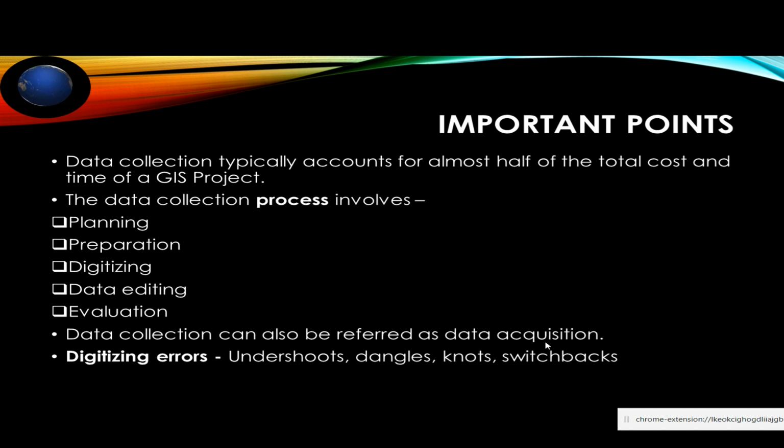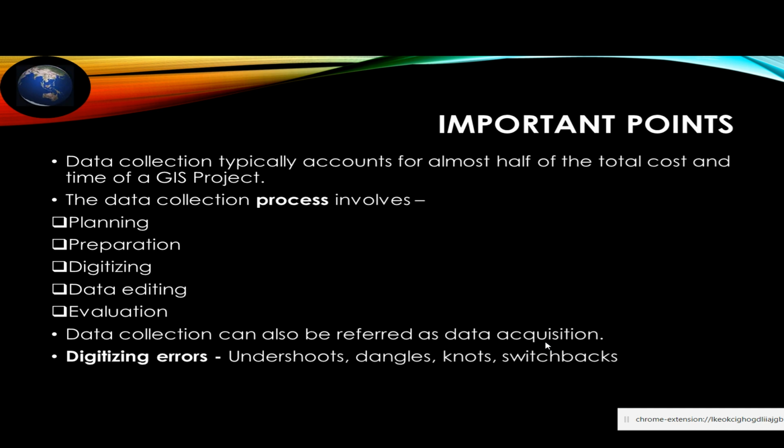It has undershooting. Sir has shown slides for undershooting, overshooting, dangling, knots, switchbacks. Undershooting means if we are digitizing a polygon and we are not able to complete that polygon, it remains unclosed. Understood? So it will be undershooting. It is not covered. If both the lines have crossed, it will be overshooting.